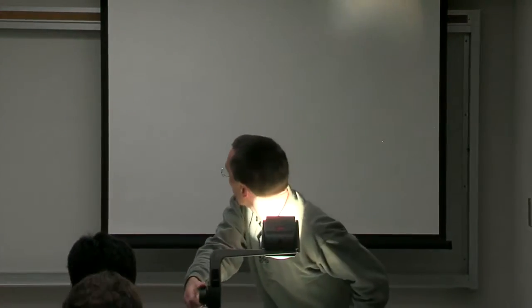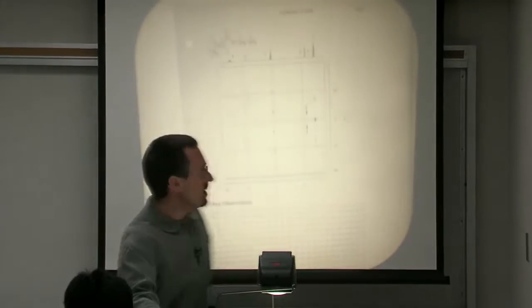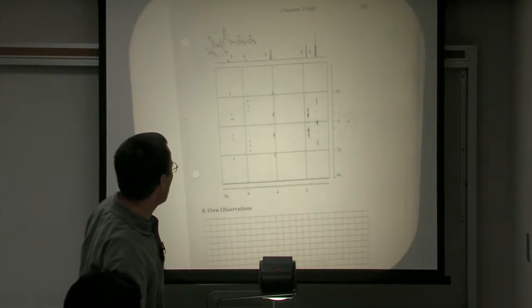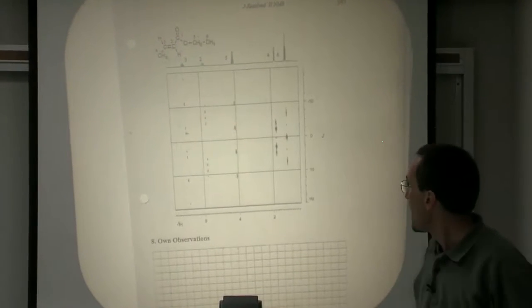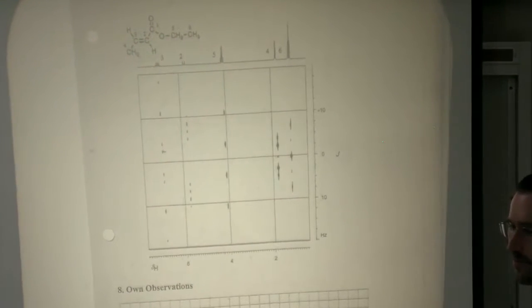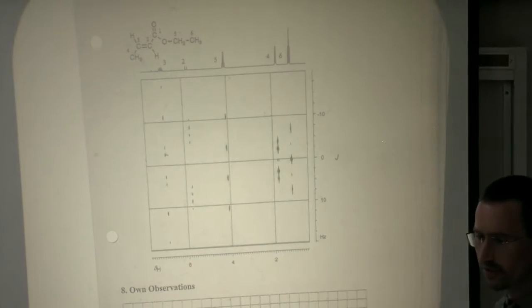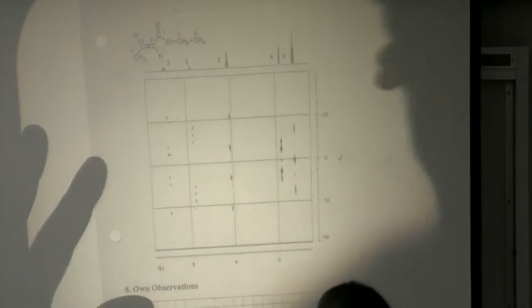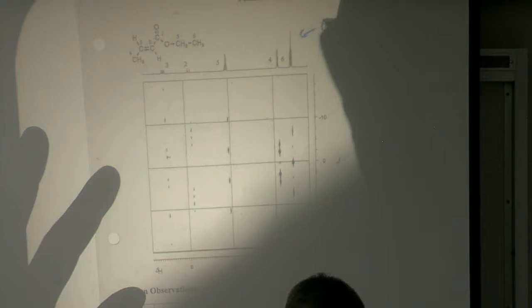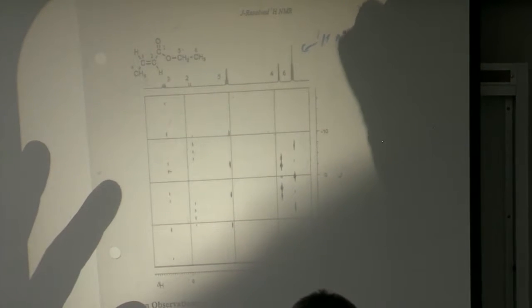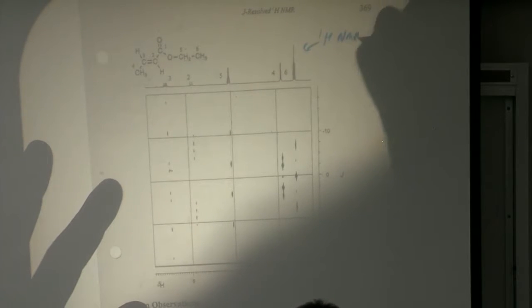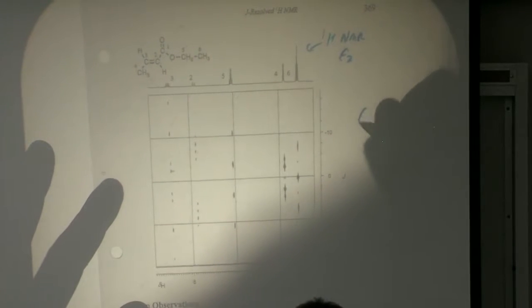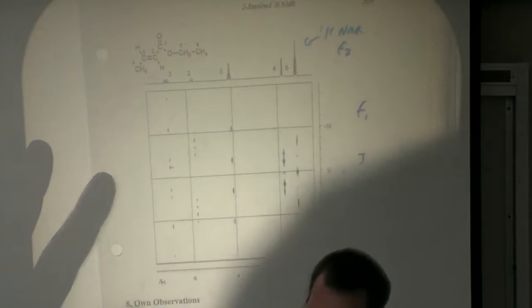This is in that book, this is an example of a 2D J-resolved spectrum, and it's of a very simple compound. It's a two-dimensional technique where you have the 1H NMR on the F2 axis, and on the F1 axis, you have J.